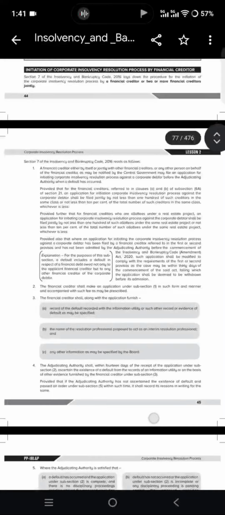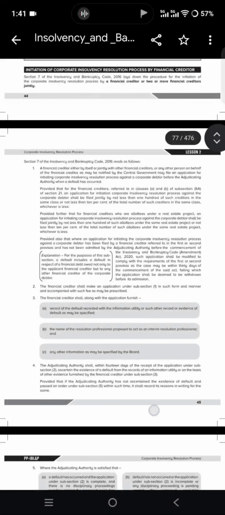Next, initiation of CIRP by a financial creditor, Section 7. A financial creditor, or two or more financial creditors jointly, can initiate. Section 7 of the IBC reads as follows. A financial creditor, either by himself or jointly with other financial creditors, or any other person on behalf of a financial creditor as may be notified by the CG, may file an application for CIRP initiation. The financial creditor shall make the application in such form and manner, accompanied with the fees, as prescribed.